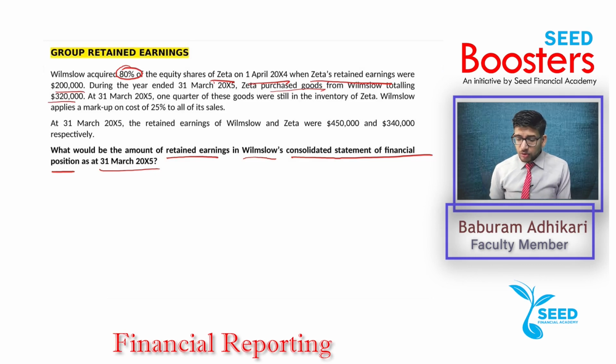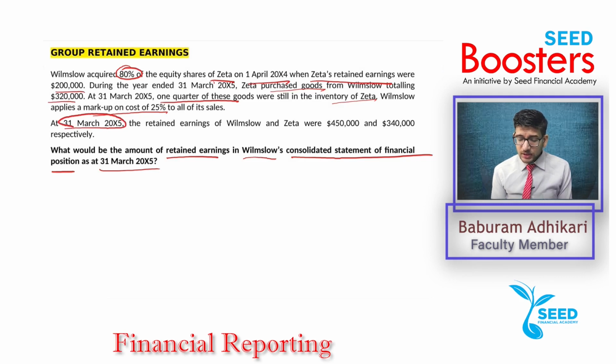So this is the intergroup transaction, the intercompany transaction, that is, the transaction between the parent and subsidiary. At 31st March 2005, one quarter of these goods were still in the inventory of Zeta. So out of the total purchased goods, one fourth is still in the inventory. Winslow applies a markup of 25% to all of its sales.